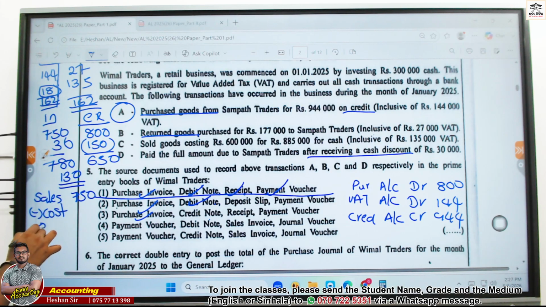Cost of sales, සෙල් කරපු goods වල cost එක තියෙනවා කියලා 600. සෙල් කරපු goods වල cost එක තියෙනවා. Gross profit is how much? Gross profit is 150. ඒකට discount එක එකතු කරාම 30, 180 තමයි net profit එක වෙන්නේ.